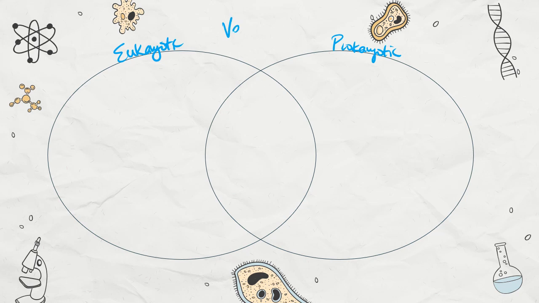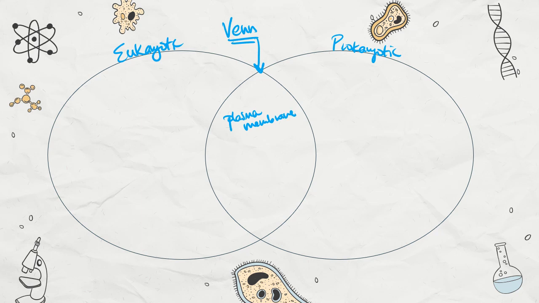This, of course, is what we call a Venn diagram. Super easy way to organize comparisons and contrasts. Let's start with a comparison. What do eukaryotes and prokaryotes have in common? They all have a plasma membrane.